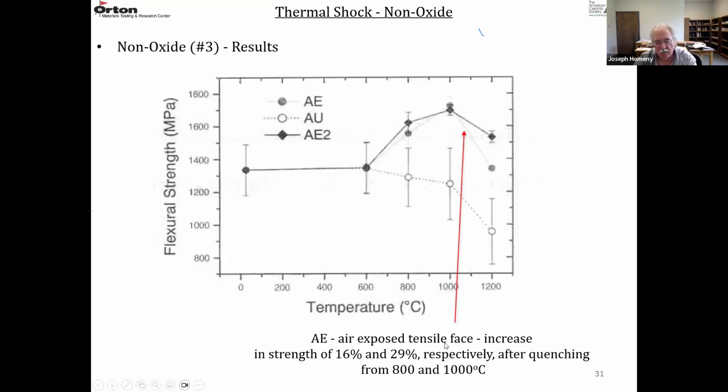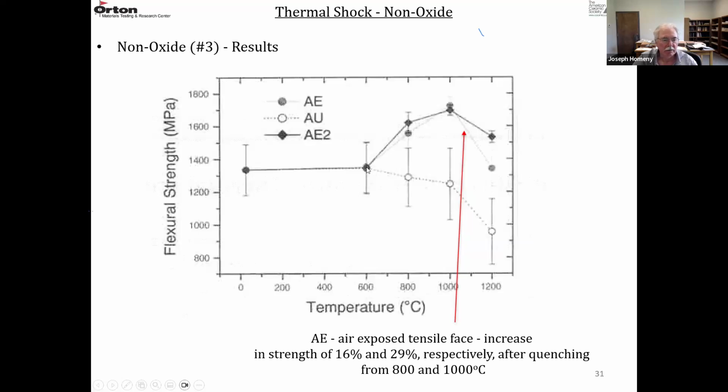AE was the air exposed tensile phase, and you can see it starts to oxidize somewhere above 600 degrees C, somewhere before 800 degrees C. But now you have a silica layer on the surface of this material, and it increases the strength, and it eventually starts to fall off when the delta T becomes quite large and the stresses build up. But it shows a strength increase of 16% here, 29% here at 800 and 1,000 degrees C, those delta Ts.